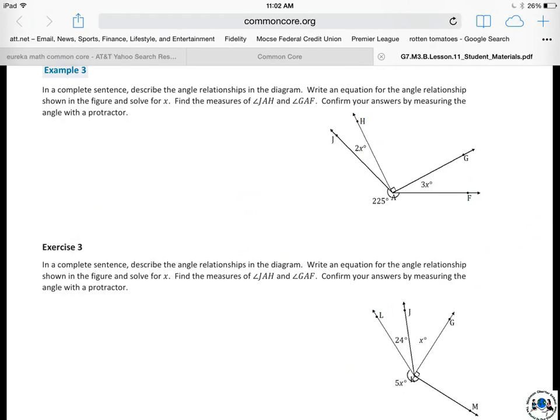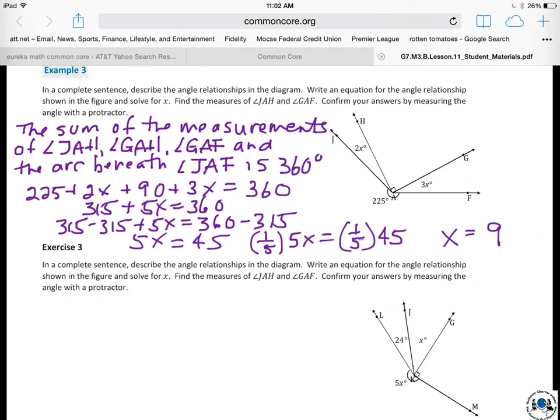Okay, so for the sake of not repeating myself over and over again, just go ahead and do both of these as example 3 and the exercise 3. Now again, describe the angle relationships in a complete sentence, and then write your equation and solve for what they want you to solve for. Just pay attention to what each problem is asking you to solve for. And then come on back. I'm solving one at a time, but if you've solved them both, you can just continue this and don't pause after I'm done with this explanation.